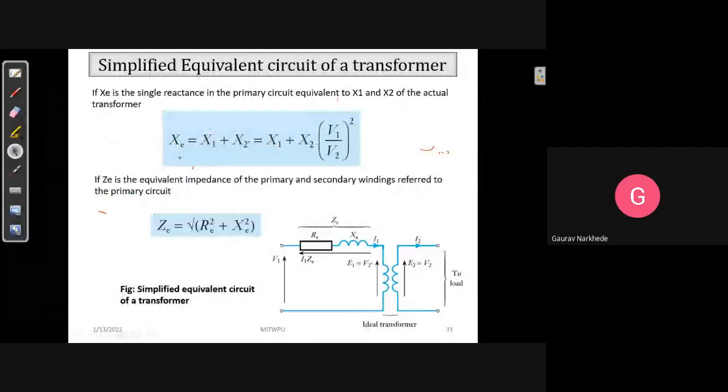And of course, if you want to calculate the total impedance, then you need to take ZEQ, which is the square root of REQ square plus XEQ square. This concept I will tell you in the next class, right? But for now, just consider that the total impedance of this circuit is ZEQ, the square root of the resistive part square plus the reactive part square. Okay. Any problem in this?